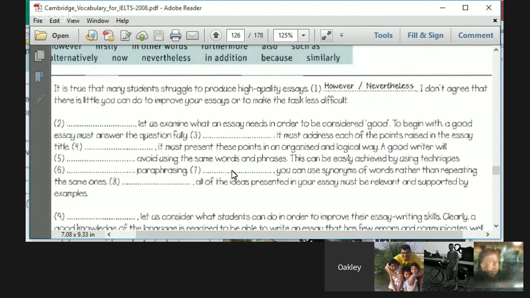Yeah. Can you use this? Okay. Furthermore, you can use synonyms of words other than repeating the same ones. Okay. Yeah. That works for me.